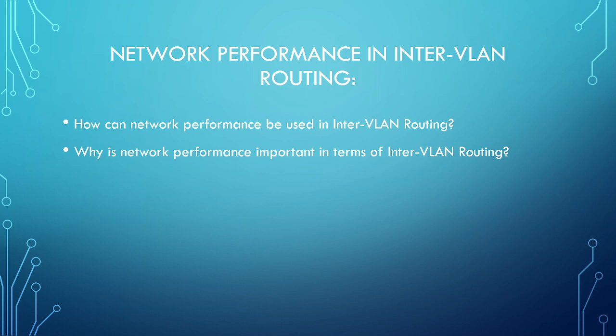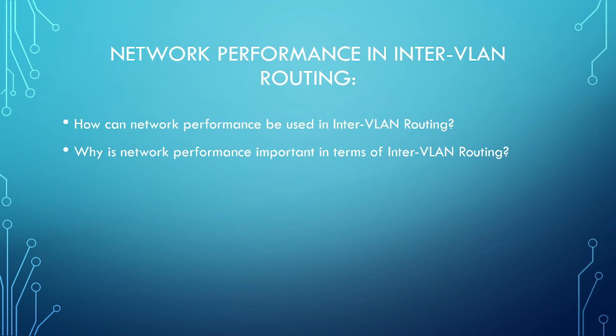Network performance in inter-VLAN routing. How can network performance be used in inter-VLAN routing? Well, let's just say network performance in inter-VLAN routing can simply be used to improve the optimization of the network path. It can even use load balancing, prioritizing traffic, using high-performance hardware, segmentation of the network, and even just monitoring the overall network performance itself.